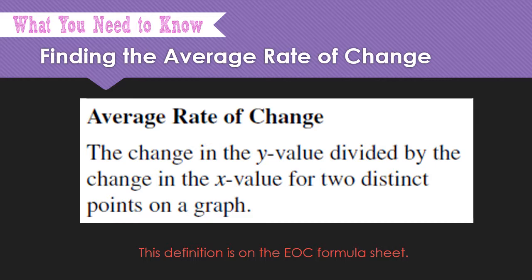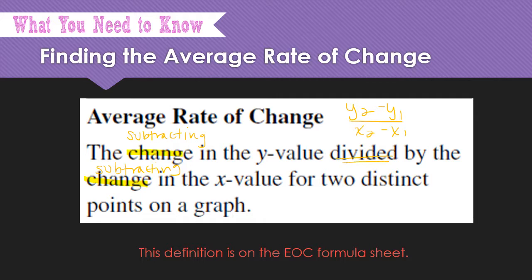On the OC, you're going to be given this as your definition for average rate of change: the change in the y value divided by the change in the x value for two distinct points on a graph. Some keywords here: when they talk about the change in y's and the change in x's, simply what we're doing is subtracting. So we're subtracting our y's and we're subtracting our x's. If I were to write a formula, it would look something like this: y2 minus y1 all over x2 minus x1, because I'm dividing those.